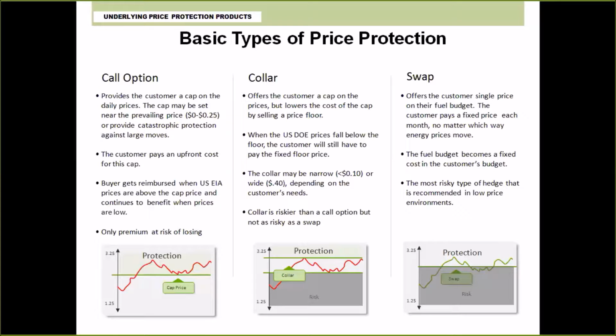Now, structure 2 is a little bit further derivation of the call option or cap, in that in the collar structure, we set a cap, and then we also help finance that with a floor. Now, one of the big differences here, as you can see in the gray box, is there's risk under the floor.